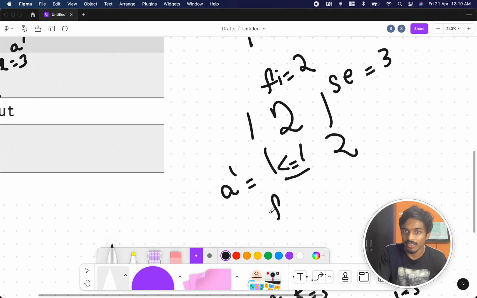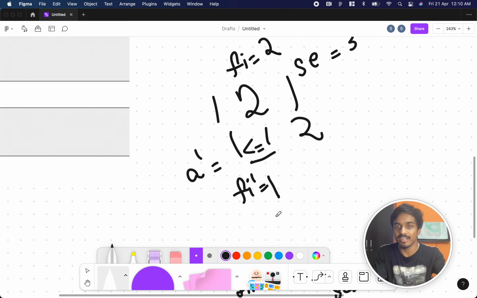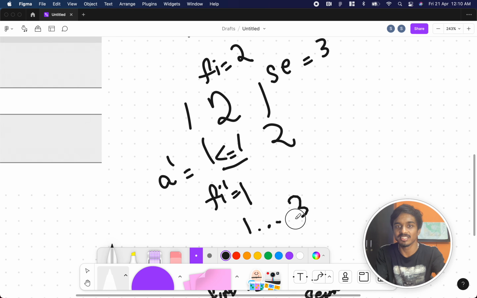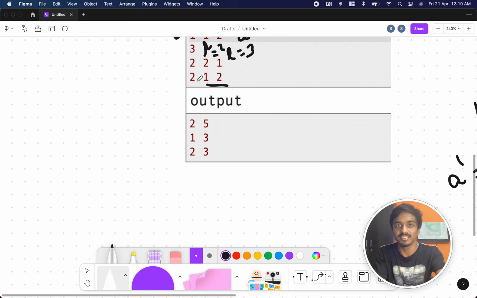1 is less than or equal to 1. So Fi dash, these are all placeholders. 1. Now here Fi dash is defined, so 1. Do I have Si dash? No. So what is this? This is 1 2 3. So I got everything.